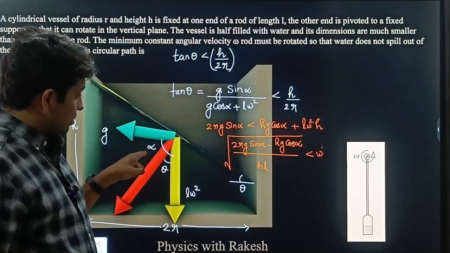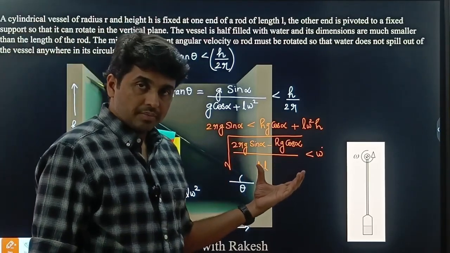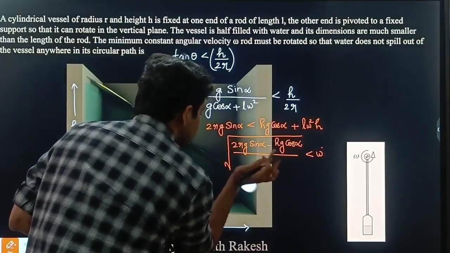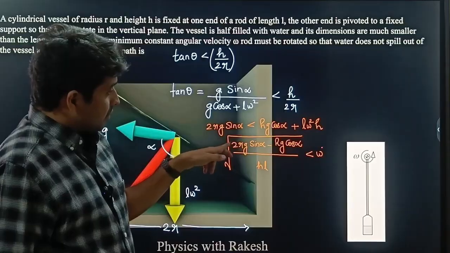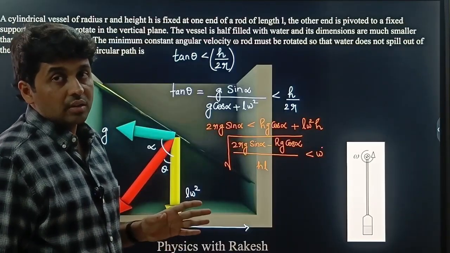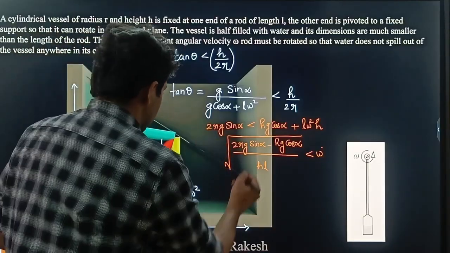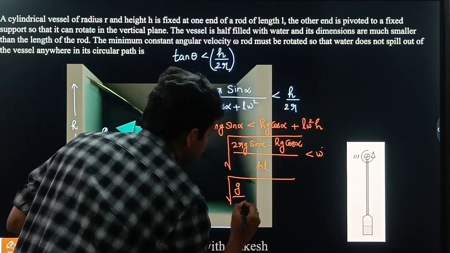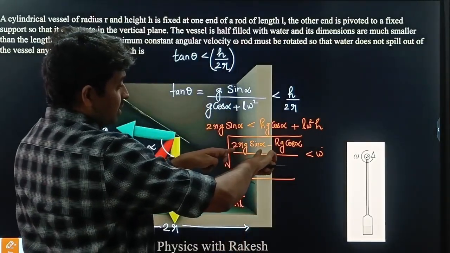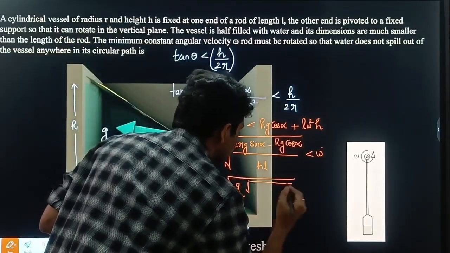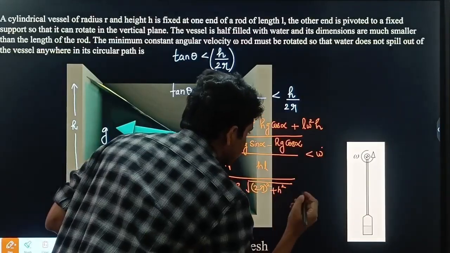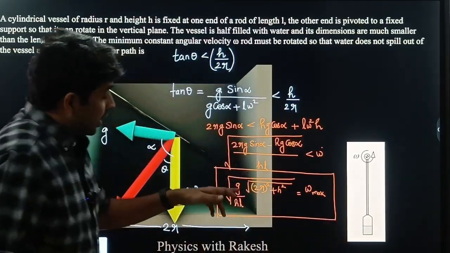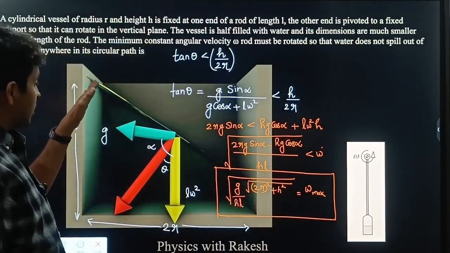That means for every angle alpha between the g and this thing, we are getting an expression. So this omega must be greater than the maximum value of this, whatever the maximum value it takes. So what can be the maximum value of this? We know from math that the maximum value of a sin theta plus b cos theta is root over a square plus b square. So from this, I can take g common, g by hL into 2r sin alpha minus h cos alpha. The maximum of this will be root over a square plus b square. And this will be the maximum value of omega, so that the water does not fall out from this.